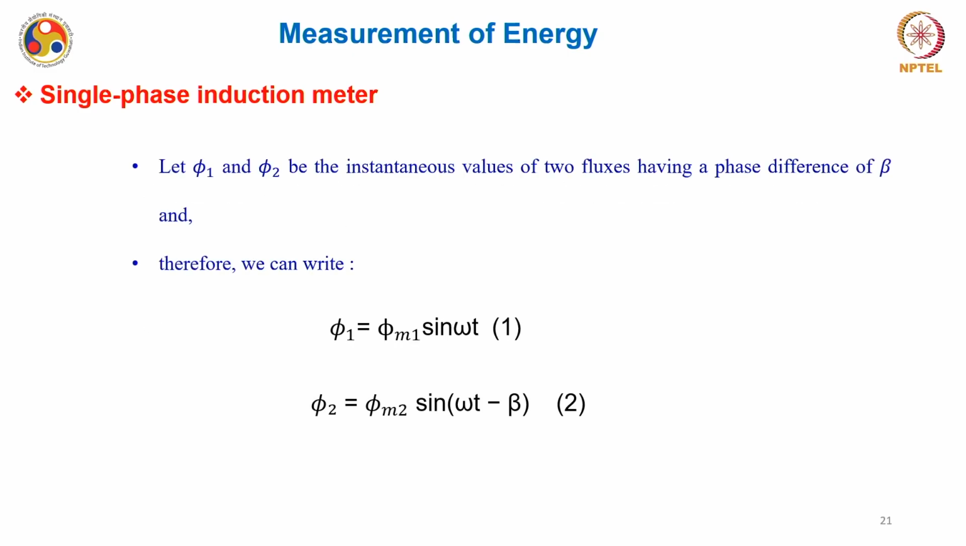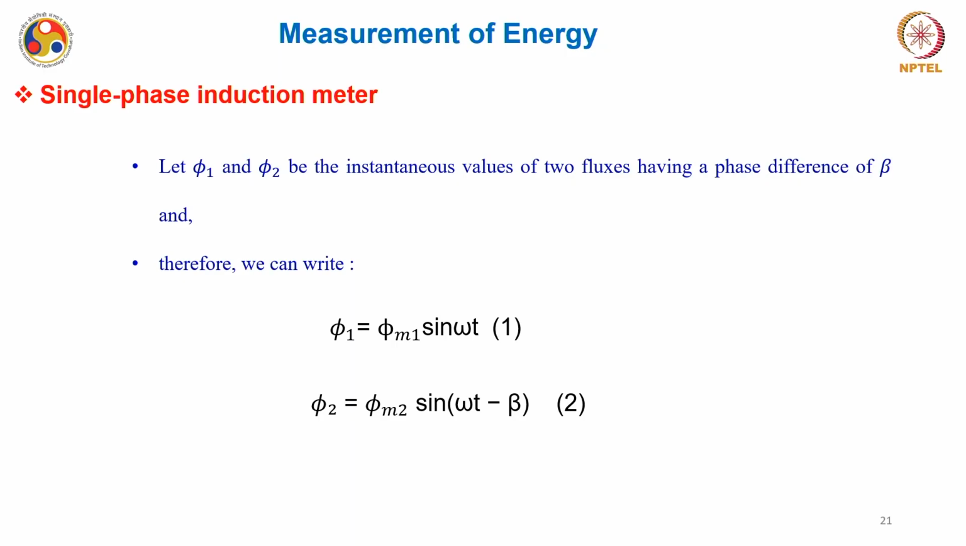All right, we can see whatever we have discussed right now in a better way if we visualize it through some mathematical equations. For that, we initially have two components, the two fluxes. Let phi 1 and phi 2 be the instantaneous values of two fluxes having a phase difference of a certain value, say beta. Therefore, the two fluxes can be written so that they have a phase difference of beta. If I say that phi 1 is equal to a constant, phi m1, into sine omega t, then phi 2 can be phi m2 into sine omega t, displaced by a phase difference of, say, beta.